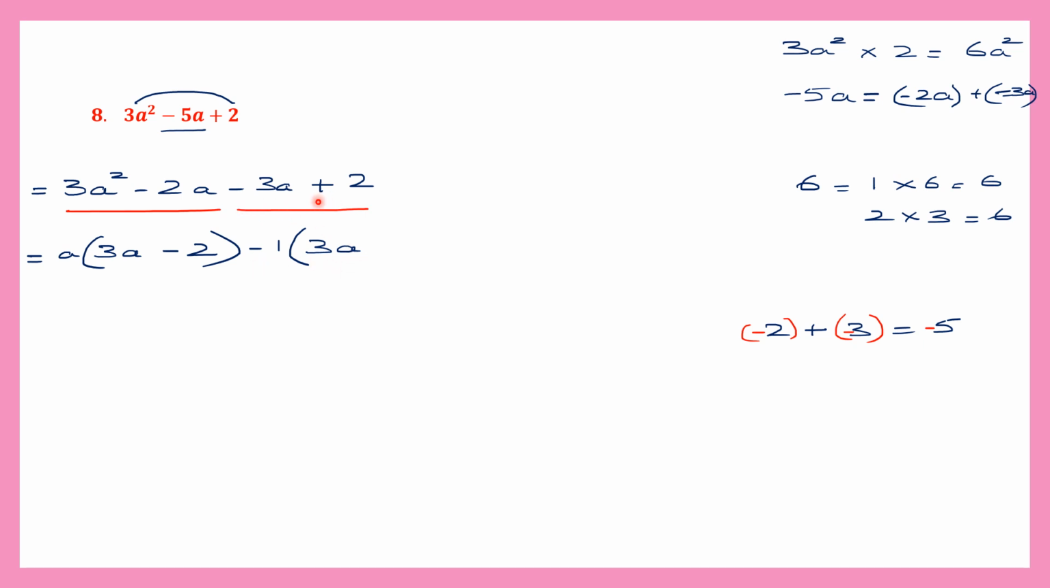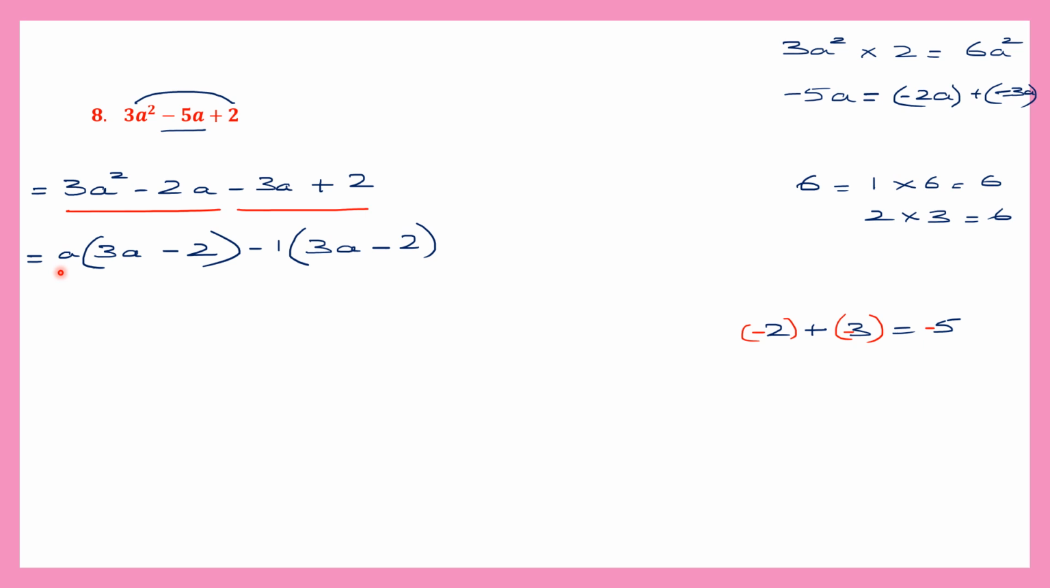Now I need to get plus, but I have a minus here. How will I get plus? If I have one more minus here. So minus into minus is plus, and I put 2. So now minus 1 into 3a is minus 3a. Minus 1 into minus 2 is plus 2. So can you see I've got 3a minus 2, 3a minus 2.